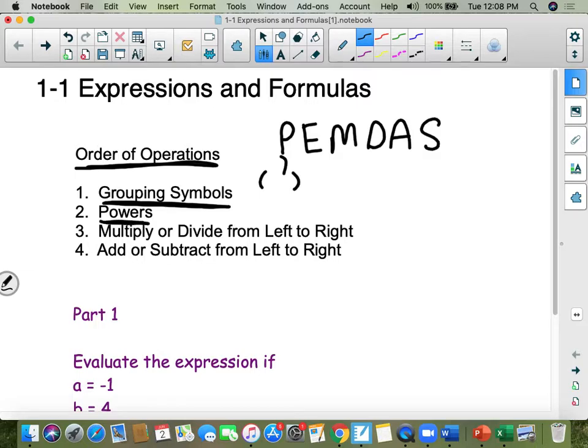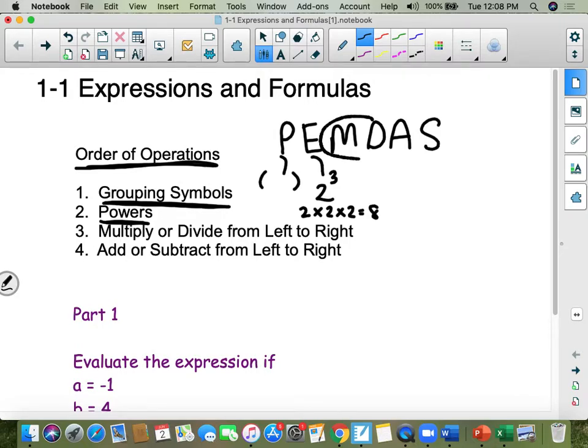Another name for powers is exponents, like 2 to the third power. Some people think 2 to the third is 2 times 3, which is 6, but it's how many 2's? 3 2's. So it would be 2 times 2 times 2, which ends up being an 8.